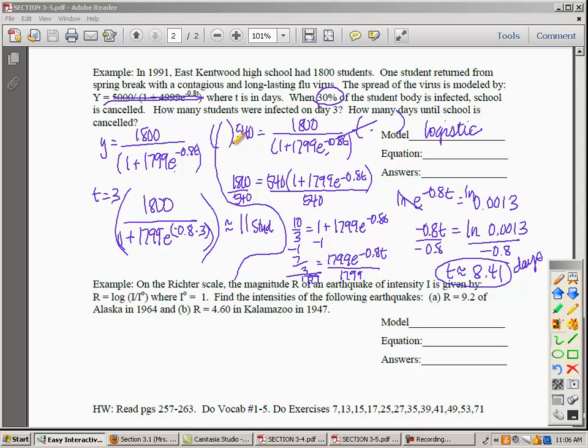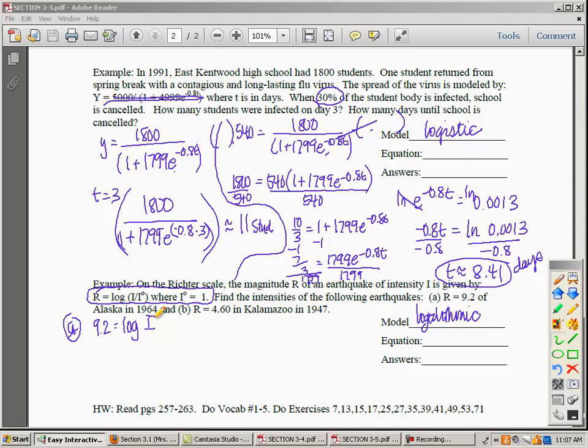Okay, the last one talks about the magnitude of an earthquake. This is a logarithmic model. And I think you can kind of see some of this from what's happening from the first page, but take a look. They want to know, given this equation right here, I with a superscript of 0, the initial is always going to be 1. So take a look. They want to know, when is the magnitude 9.2? So let's set this equal. The first one, let's do part A. 9.2 equals the log of, basically, I divided by 1, so I'm just going to say the log of I.